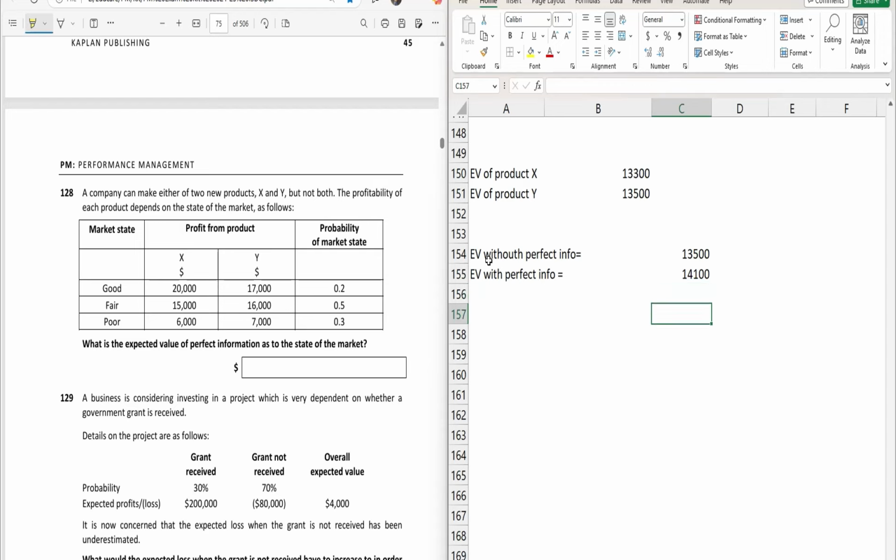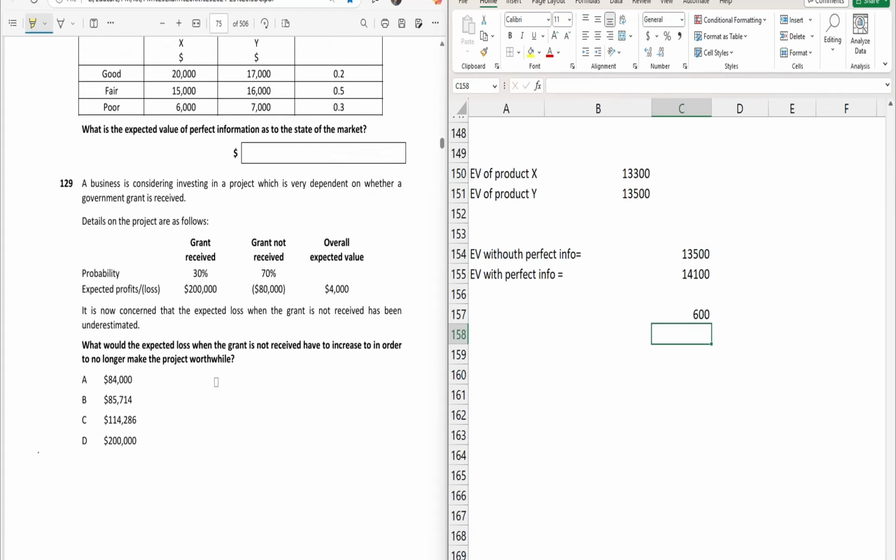Now, the question is asking for the expected value of the profit information. It will be the difference between the expected profit with profit information and the expected profit without profit information. The difference of these two will be 600. All right.